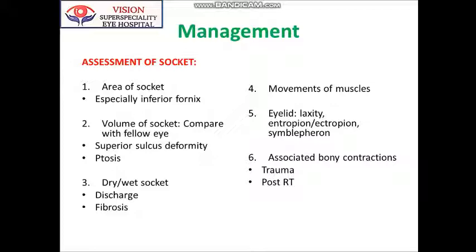If there is superior sulcus deformity or presence of ptosis, they may indicate volume loss. Dry or wet socket: we have to see if there is any active discharge from the socket, or if the conjunctiva is dry, fibrosed, which means poorly vascularized conjunctiva. Also assess movements of muscles. In the eyelid, look for eyelid laxity, entropion, ectropion or symblepharon, and associated bony contraction, which can be seen after trauma or post-radiotherapy.